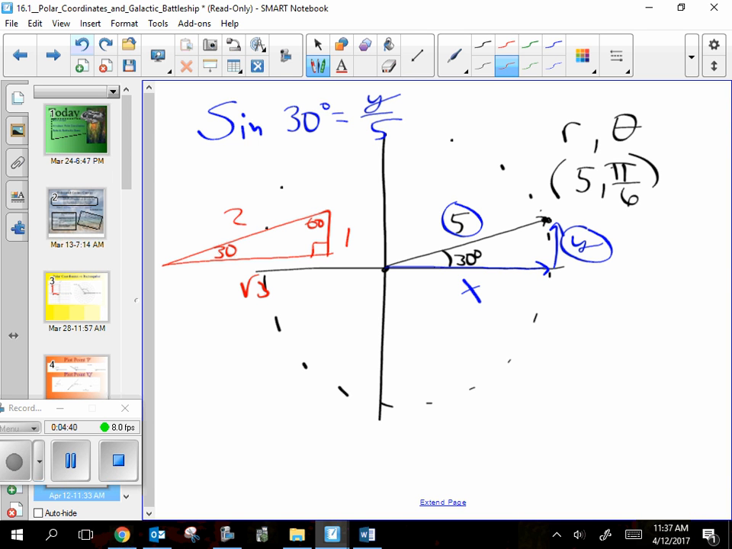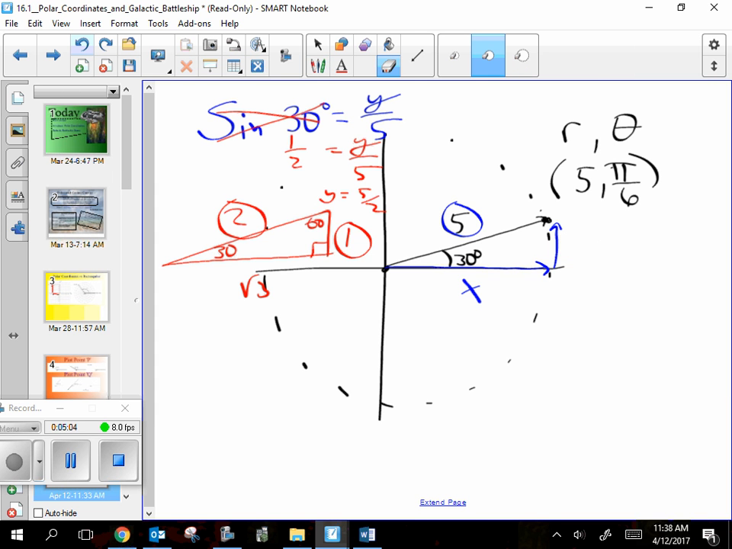Classic 30, 60, 90 is the 1, 2, root 3. And so if I want the sine of 30, I can just go opposite over hypotenuse. That's 1/2. Please stop talking. Y over 5. And then I'm going to multiply both sides by 5. And then I would get y equals 5 over 2. See what I just did there? All right. Would you please figure out how long x is?